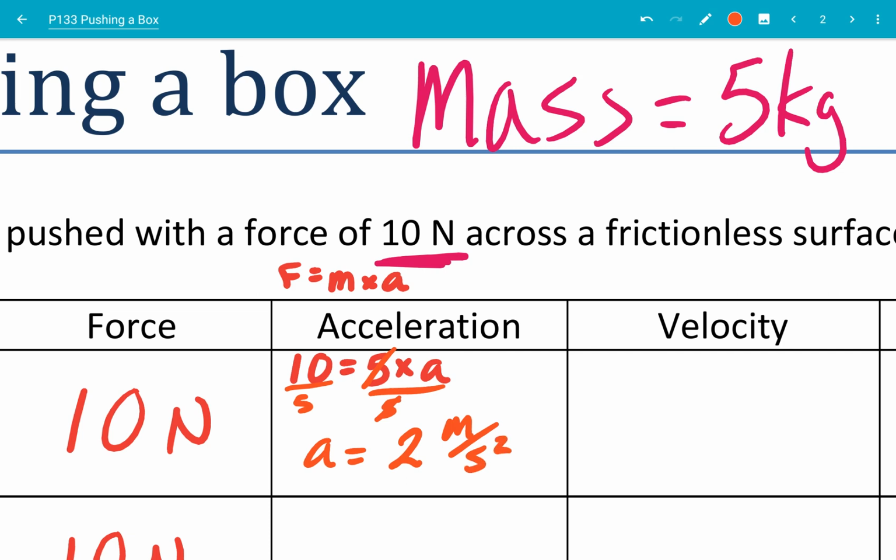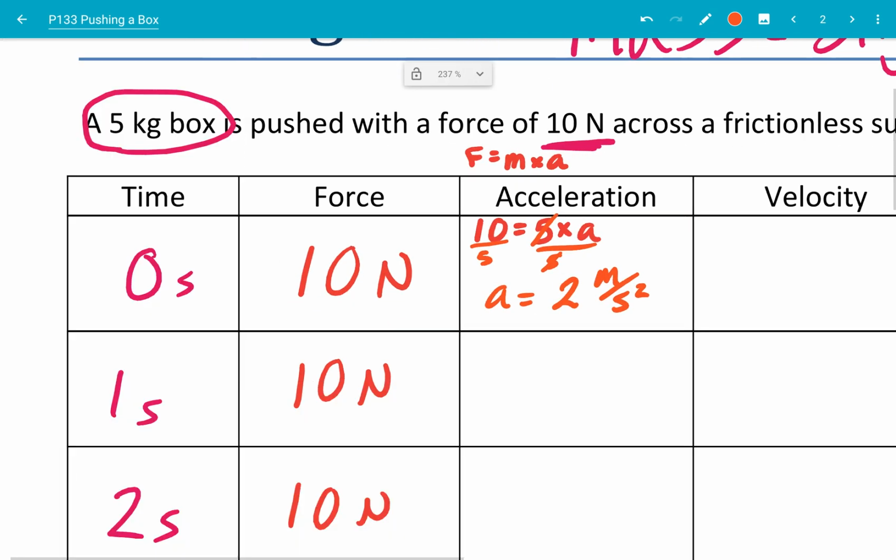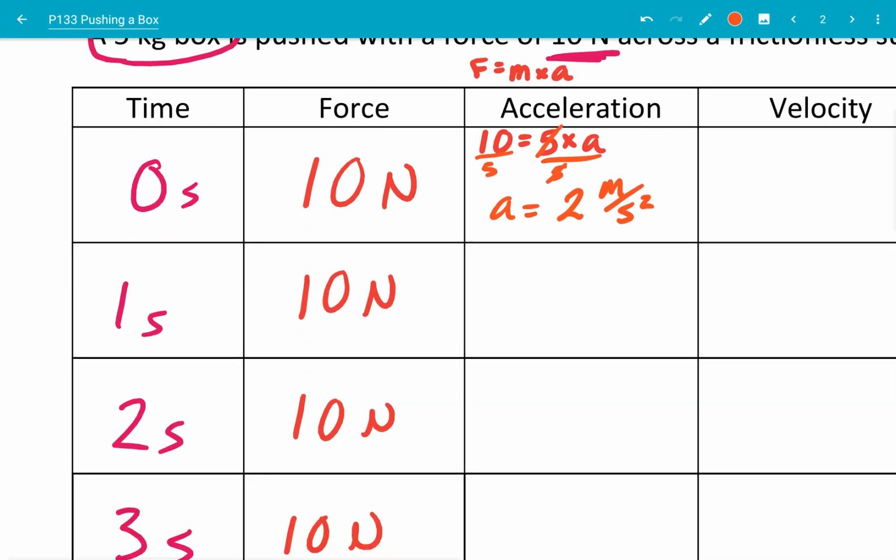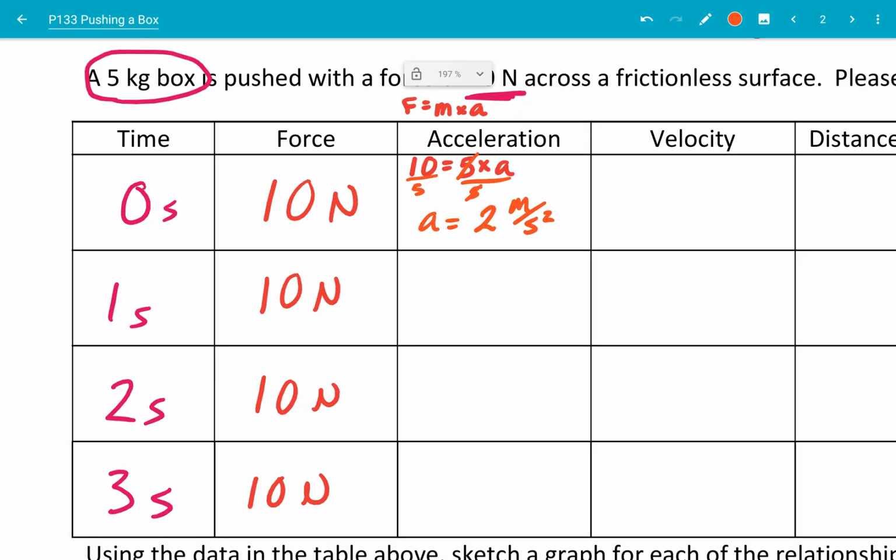Okay? So we're going to need to be able to do that. To find an acceleration if we know a force and a mass. Since it's a constant force, right? It's 10 newtons the whole time. That means that our acceleration is going to be 2 meters per second squared the whole time.